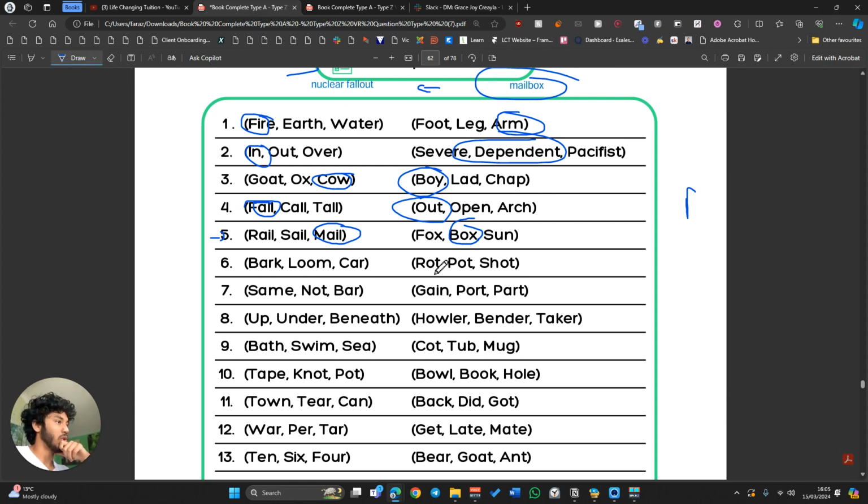Question 6. Bark rot, bark pot, bark shot, no. Loom rot, loom pot, loom shot.